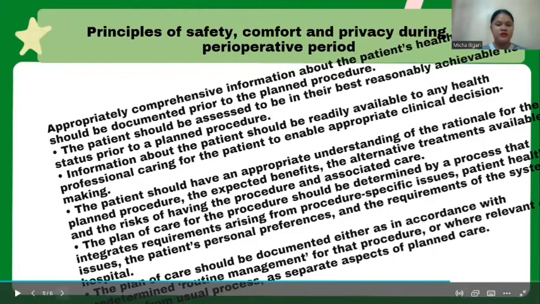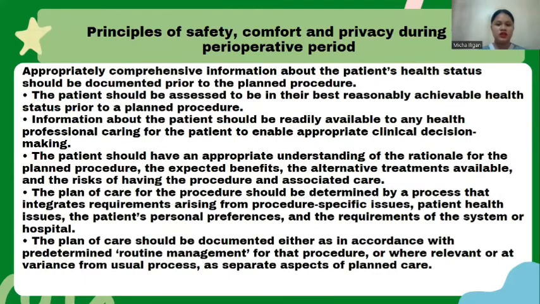And then for principles of safety, comfort, and privacy during the perioperative period, appropriately comprehensive information about the patient's health status should be documented prior to the planned procedure. Next, the patient should be assessed to be in their best reasonably achievable health status prior to a planned procedure, and information about the patient should be readily available to any health professional caring for the patient to enable appropriate clinical decision making, and the patient should have appropriate understanding of the rationale for the planned procedure, the expected benefits, the alternative treatments available, and the risks of having the procedure and associated care.